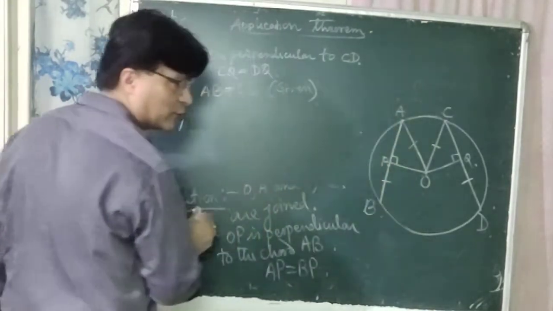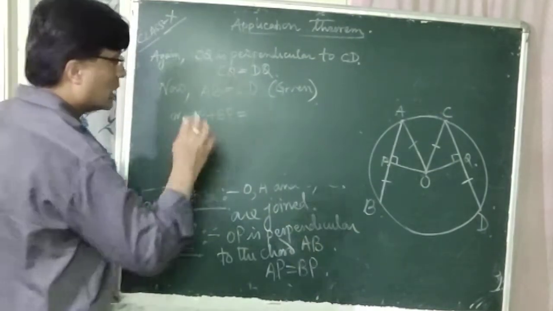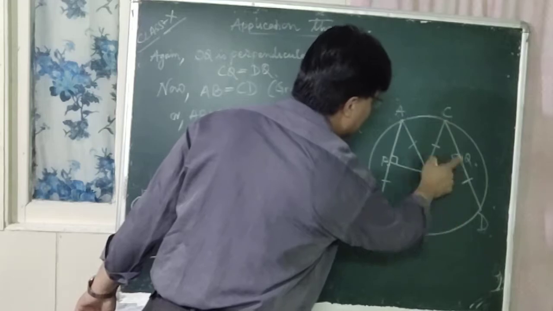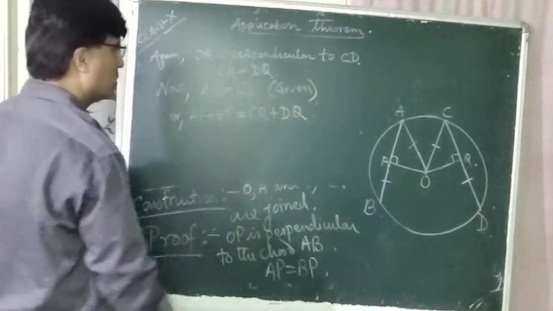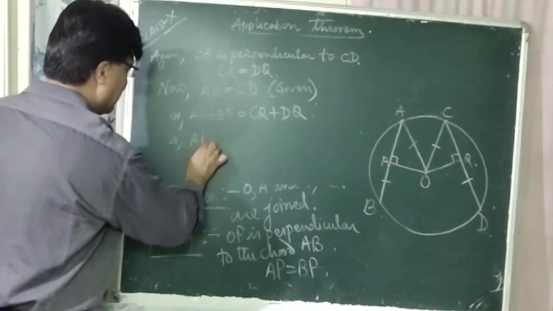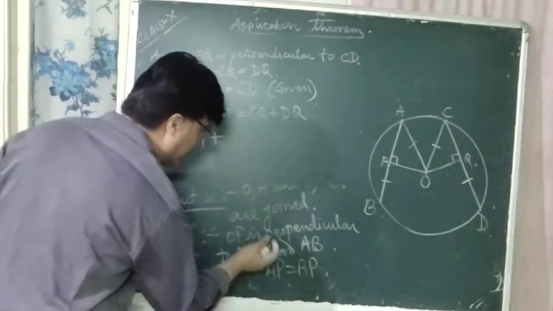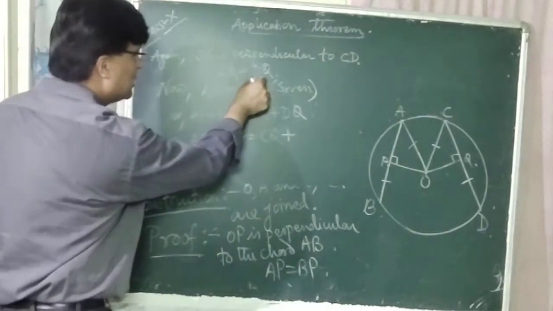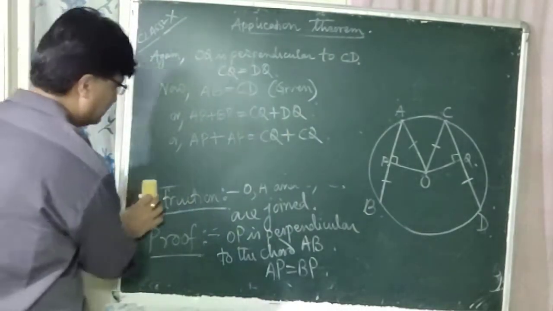We can write AP plus BP. You can write AP plus BP is equal to, how to write CD now? Looking at the figure, how can you write CD? CQ plus DQ. Is that clear now? Now you can write here AP plus, what? BP is equal to AP, so we can write AP here. Is equal to CQ plus, again DQ is CQ, right? So CQ plus CQ.